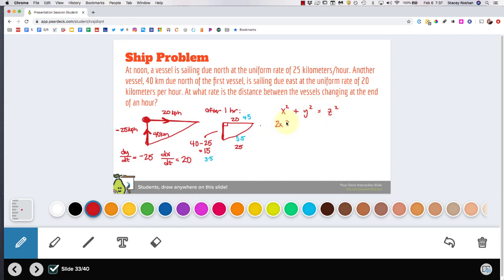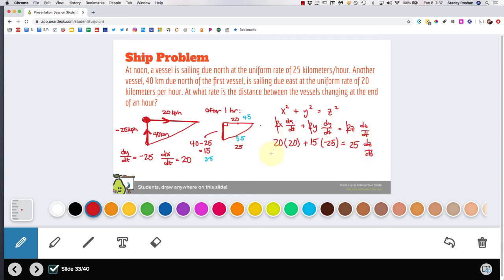So we have 2x dx/dt plus 2y dy/dt equals 2z dz/dt, because this is a related rates problem, right? And every variable has a time in it in this one because we're moving x's and y's and z's. So everything has a baby in this one. I can cross out all of my 2's, and my x is going to be 20. dx/dt was 20, plus my y is going to be 15. My dy/dt was negative 25, equals my z, which is 25. And I'm trying to find dz/dt.